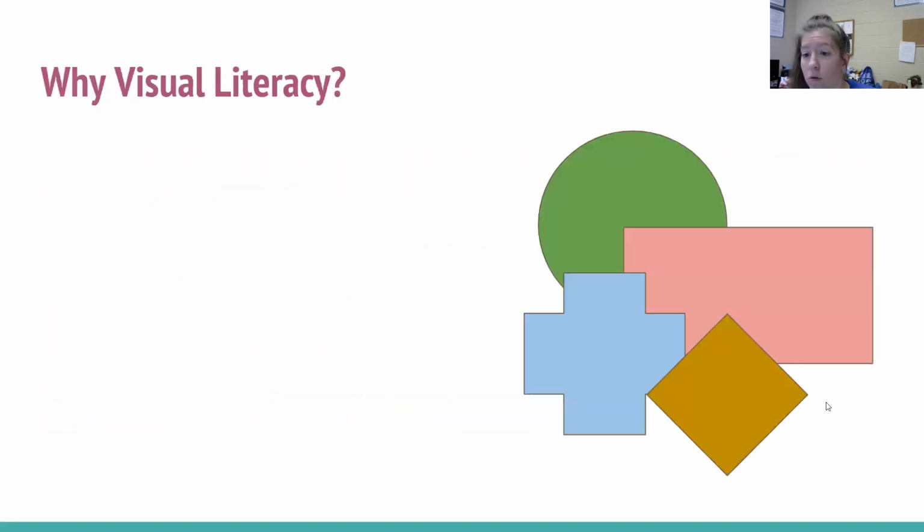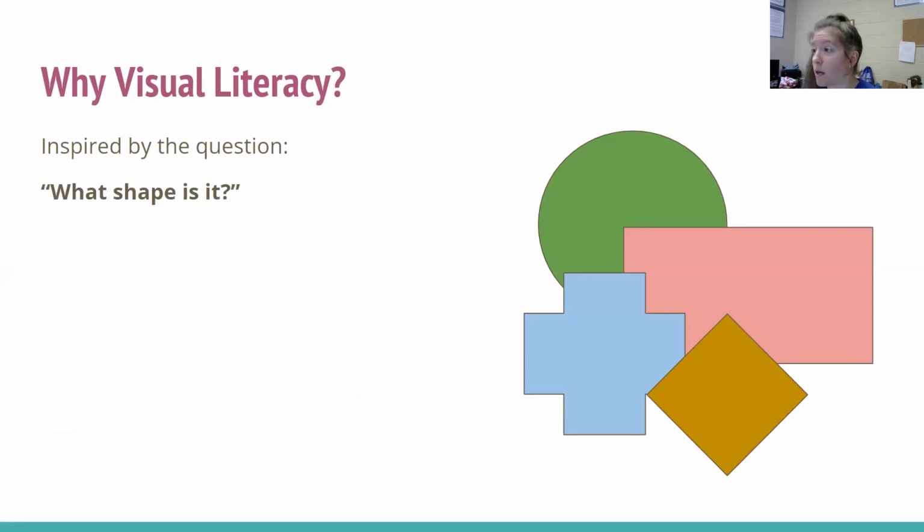So the first thing that I want to kind of discuss is why visual literacy to begin with. And it was inspired by the question, what shape is it? An instructor came into the library and was talking about asking their students a question. And they had asked them, what is the shape of this object? And the students had responded with the name of the object. So if I asked you the shape of, like, a cell phone and you said it's a cell phone, okay, that's not the shape, that's the object itself. What is the shape of the object?